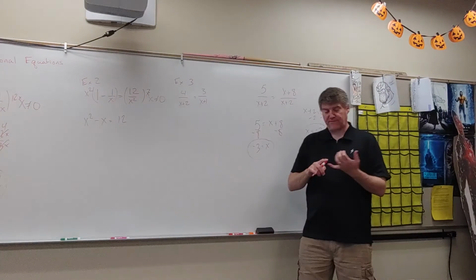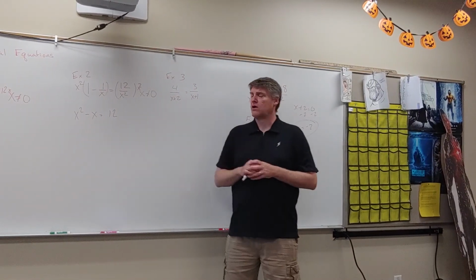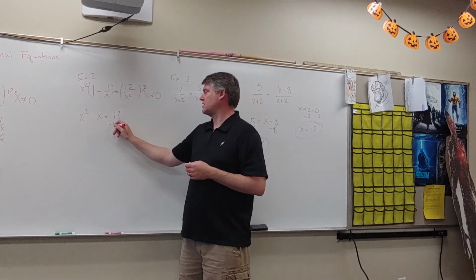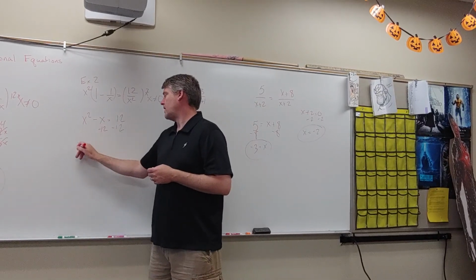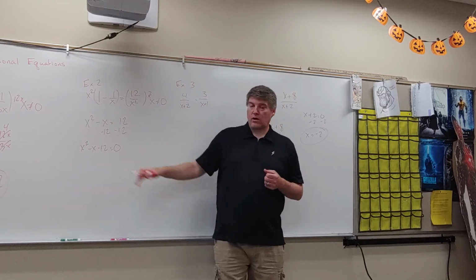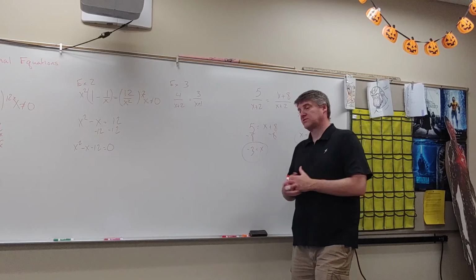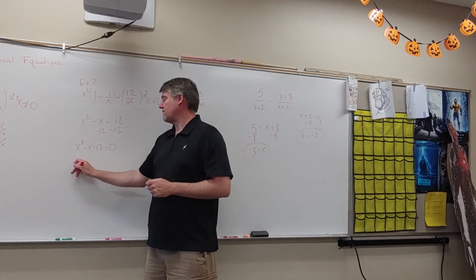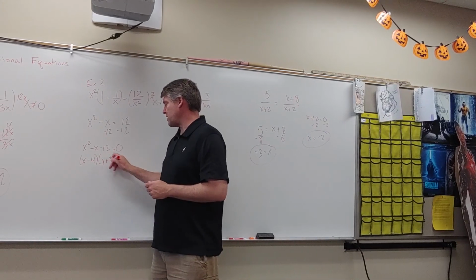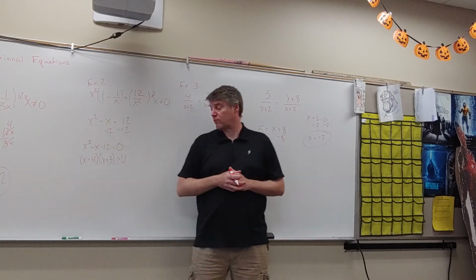So we want to either factor or use the quadratic formula or complete the square, or any of those methods. The first thing I'm going to do is get this equal to 0. x squared minus x minus 12 equals 0. Well, are there factors of 12 that subtract to give me negative 1? The answer is yes. So I have x minus 4, x plus 3. So I have negative 4, positive 3. That will give me my negative 1.